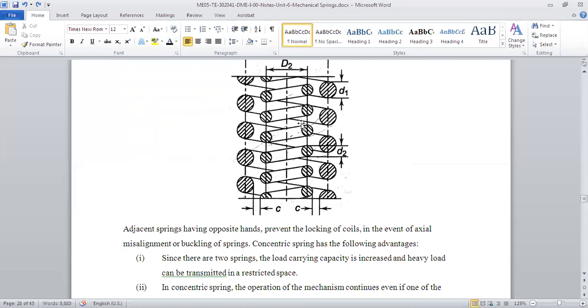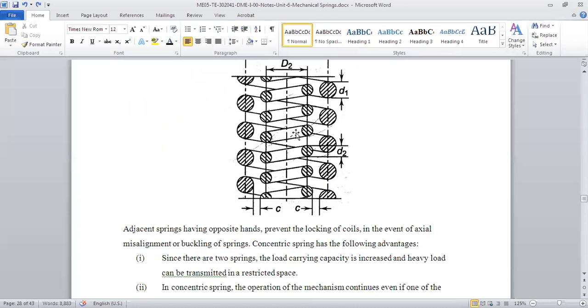So if we reduce the length of the inside spring, what happens? Try to imagine these two springs. The outside spring length is more, the inside spring length is less. So that time what will happen? If the length of the inside spring is less, then the initial load will be taken only by the outside spring, and when the deflection is such that the lengths are equal, that time the load will be taken by both the springs. Are you following what I'm saying?